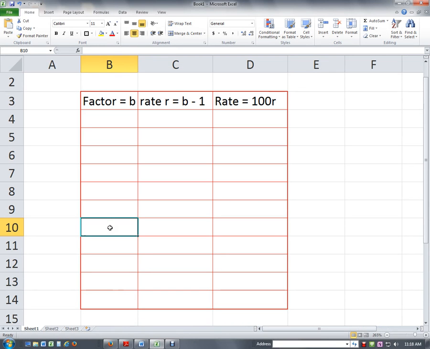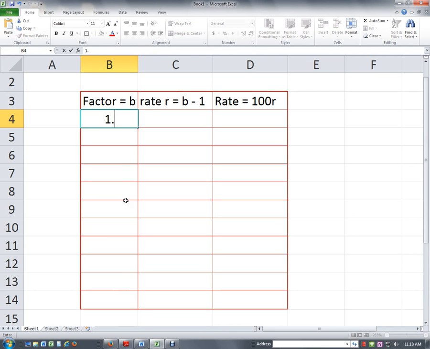This video is to help you calculate rates. It assumes that you know how to find a factor in an exponential function. If you do not, please watch the video on how to find a factor of an exponential function. So let's start with some basic factors.